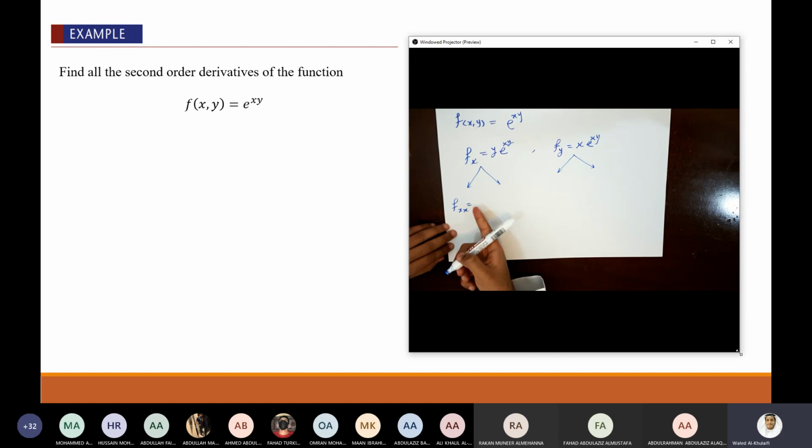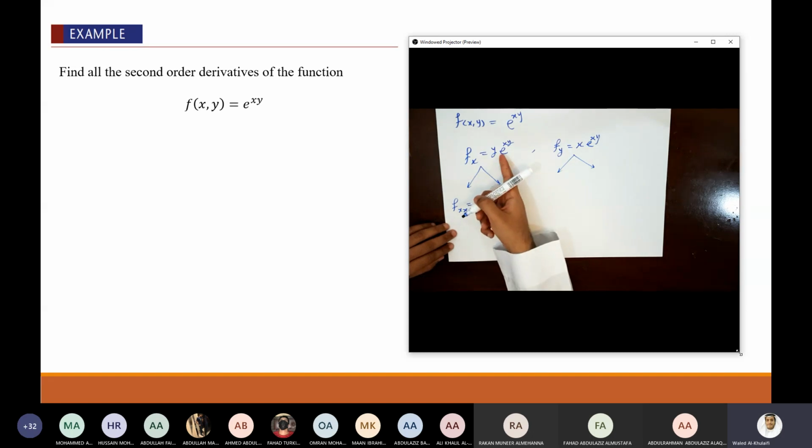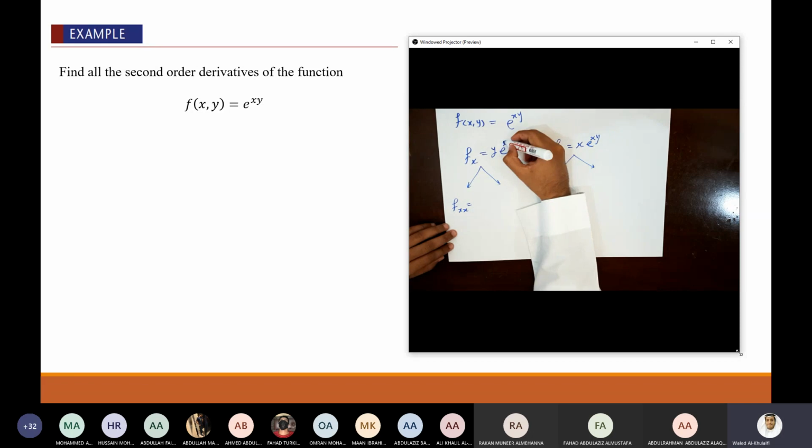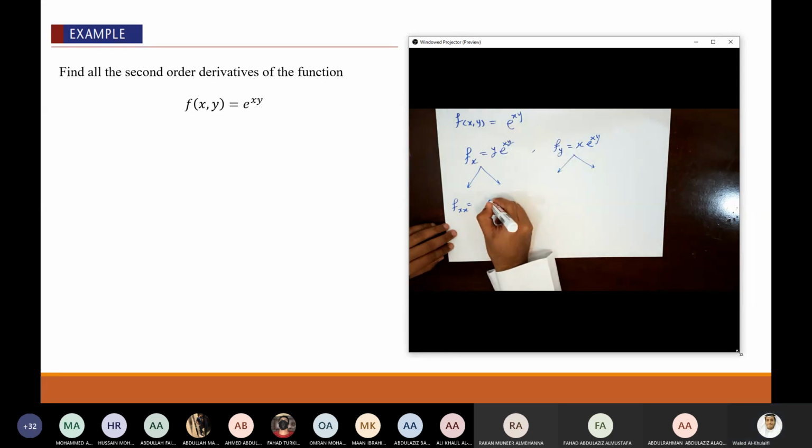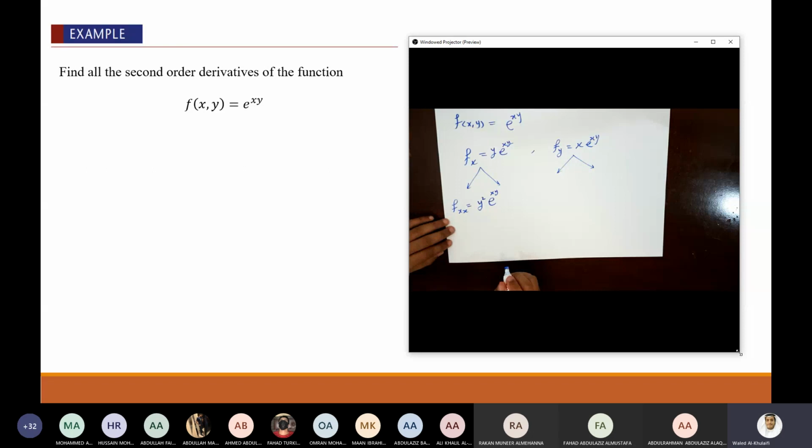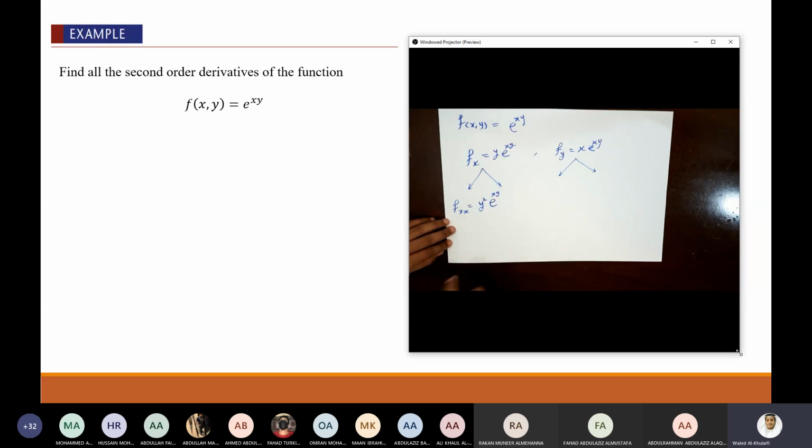Right? So now fxx, what does it mean? I differentiate this with respect to what, guys? X. So I have y here. Y is a constant. E to the power xy. So this is the only variable I have here. So what will be the derivative? y e to the power xy times, Rakan, y. y square. Very good. So we're going to differentiate, you're going to multiply by y again. So we have y square.